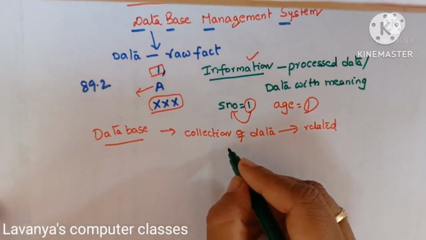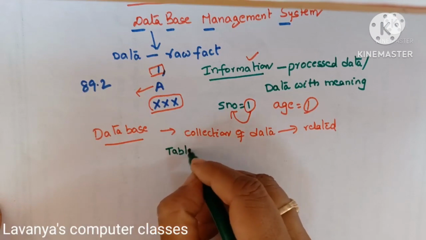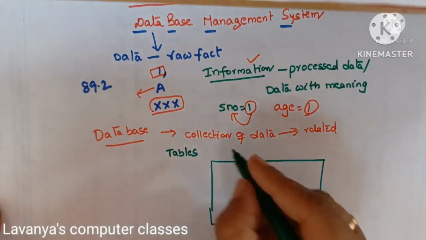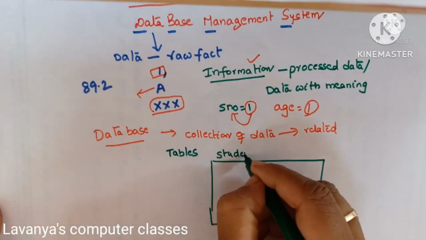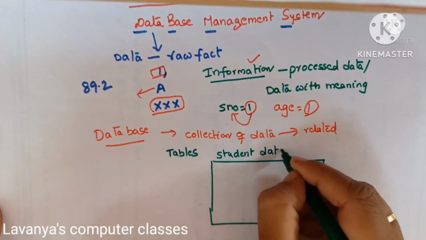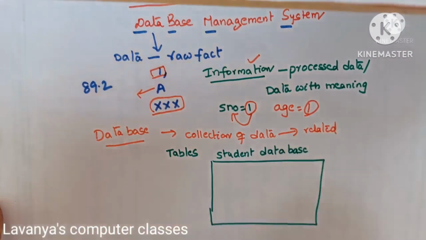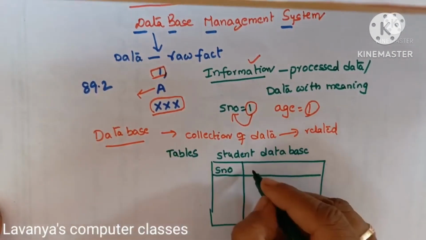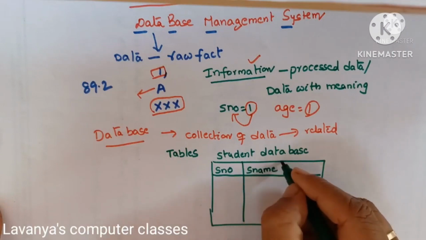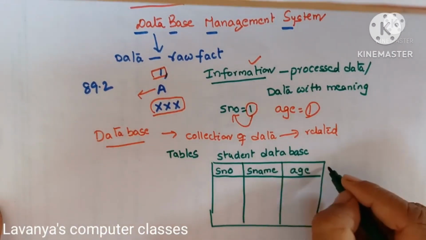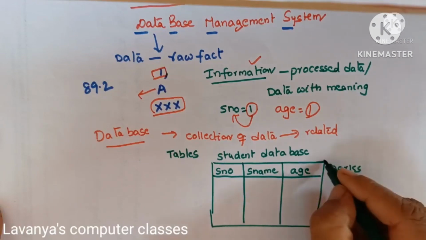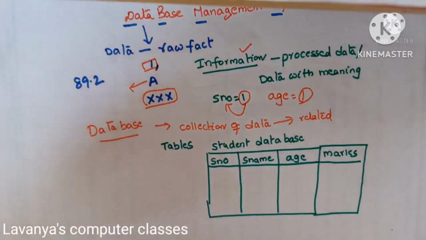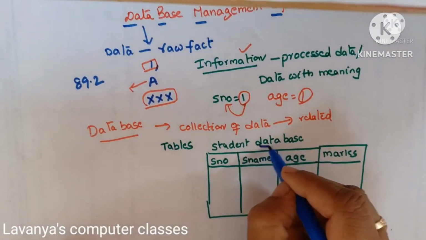Database is stored in the form of tables also. For example, I want to collect a student database. Student database means a collection of students' information stored in a table format. What type of information is there? Serial number for any student, student name, age, marks. Information means processed data. Processed data of students is called a student database.